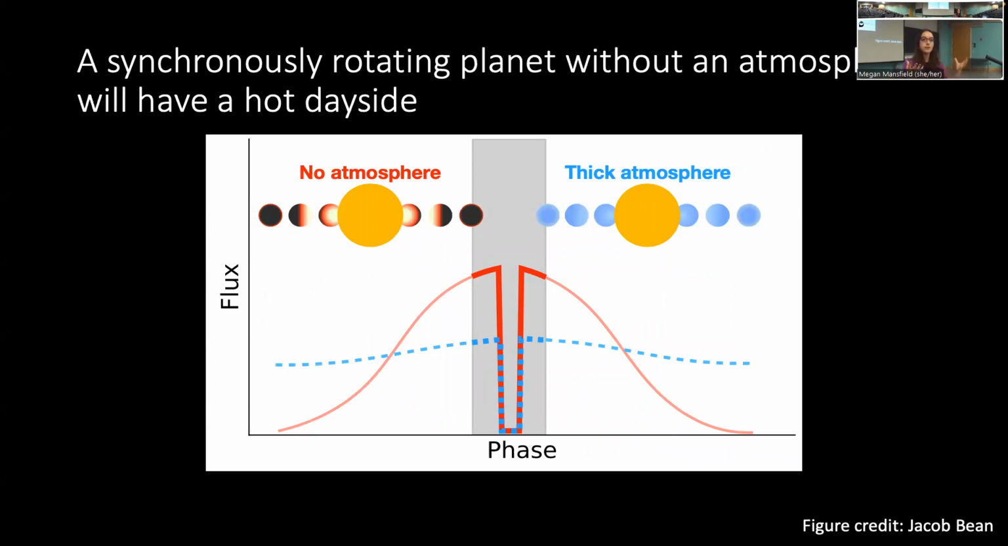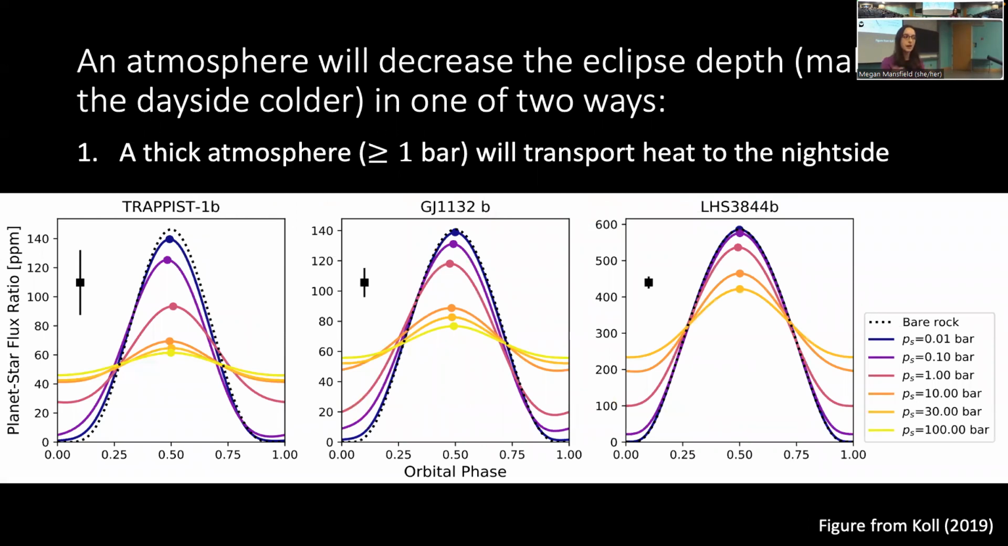The basic idea of this secondary eclipse photometry method relies on what I said earlier. If we have a synchronously rotating planet and it doesn't have an atmosphere, it will have a hot day side and a cold night side. Then if you add an atmosphere on top of that, the atmosphere will decrease the eclipse depth or cool down the day side of the planet in one of two ways.